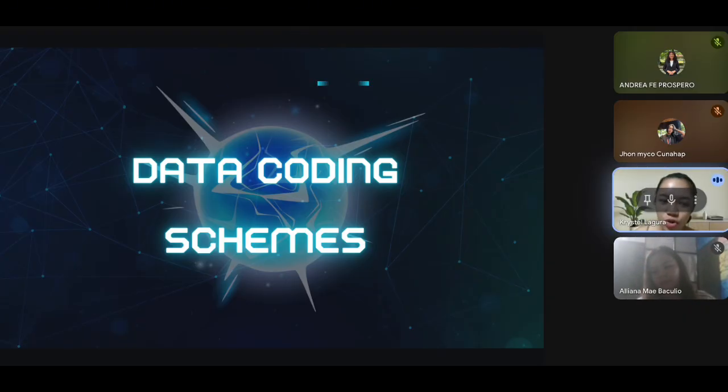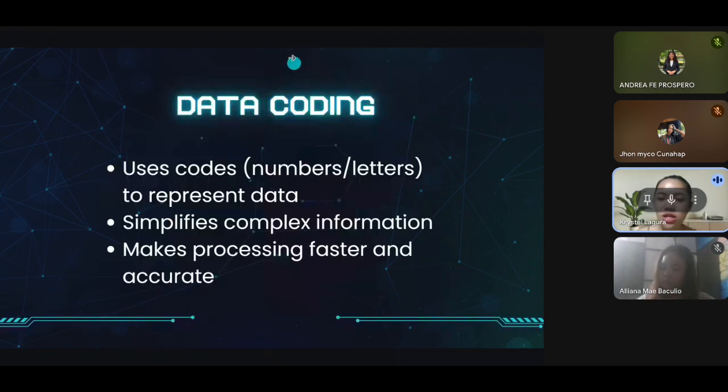So now I will discuss to you the data coding schemes and how they are used in transaction processing systems. So first, what is data coding? So data coding means using numbers or letters to represent information. Instead of writing kanang long na mga descriptions, we use short codes to make processing faster and reduce errors. So why is it important? Important siya because kanang makasave siya og time, avoid mistakes, and helps track transactions. It also makes auditing easier because records are kanang mas organized siya.